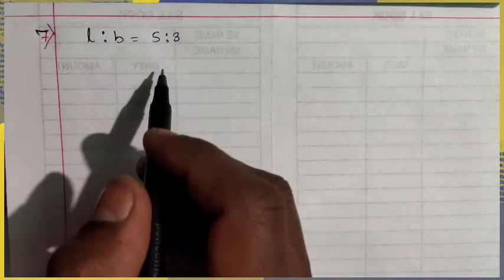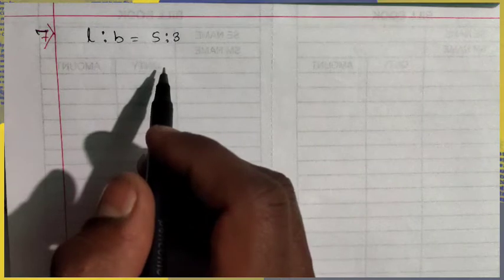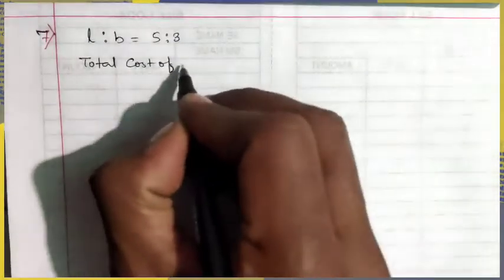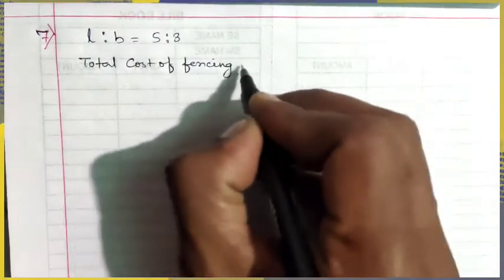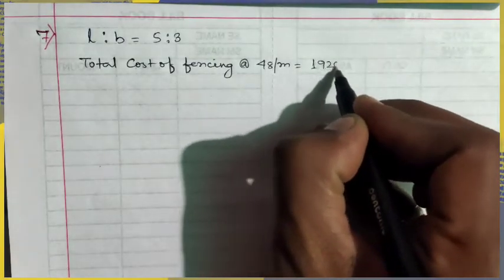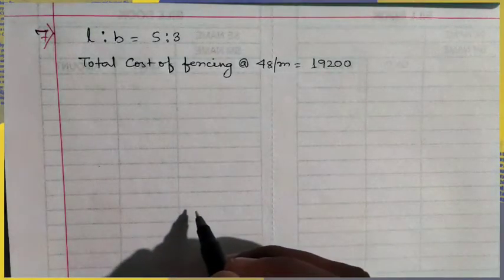Question number 7 is saying the length and the breadth of a rectangular piece of land are in ratio 5:3. Here in this question, length to breadth ratio is given, 5:3. If the total cost of fencing, at the rate of 48 per meter, is 19,200. We will write the statement: total cost of fencing at the rate 48 per meter is equal to 19,200. Now the question is asking to find its length and breadth.